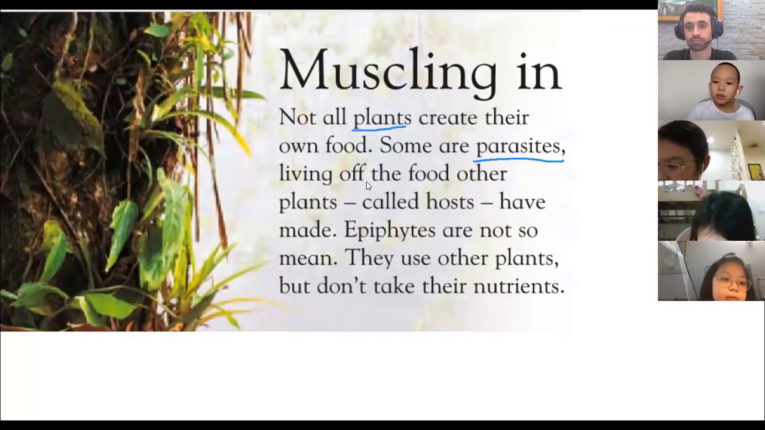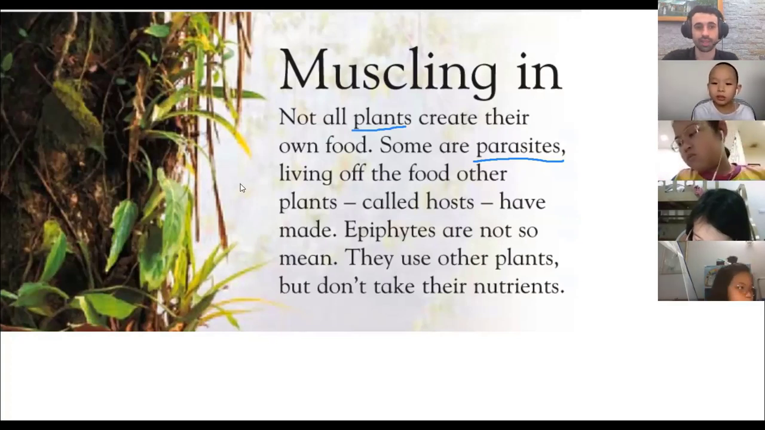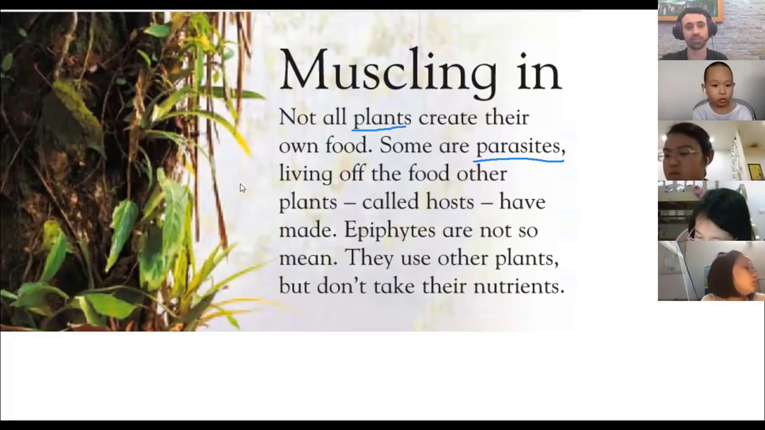They don't create their own food. So what are they doing to the other plants? They are parasiting off the food of the plant called the host. Yeah, they're stealing the food. They're parasites. They're just taking the food for themselves.